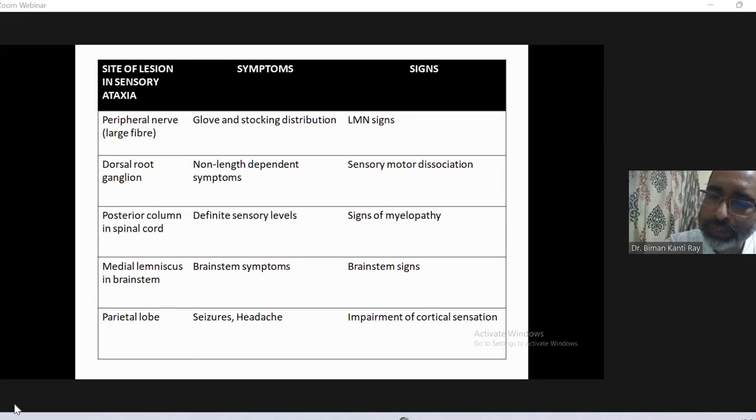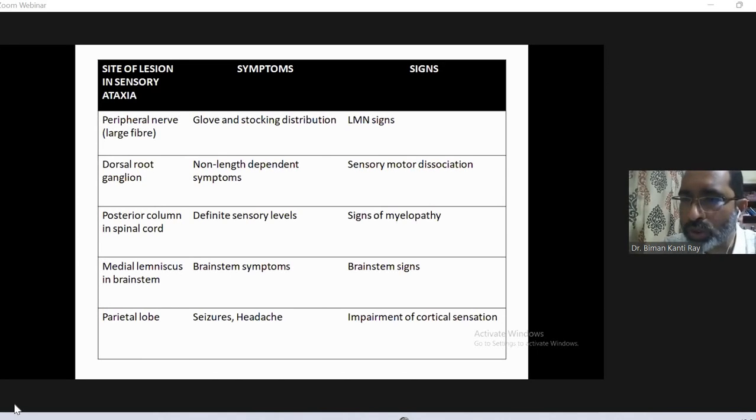So if a patient has severe ataxia, non-length dependent ataxia, sensory symptoms in the distribution of trunk, proximal and distal limb, and there is no motor finding, you always think it may be in the dorsal root ganglion because here there is clear-cut sensory motor dissociation because the motor fibers are going through anterior root. So if there is any dorsal root ganglion pathology in ganglionopathy, there will be no motor weakness. Severe ataxia, no motor weakness, non-length dependent distribution, think of ganglionopathy.